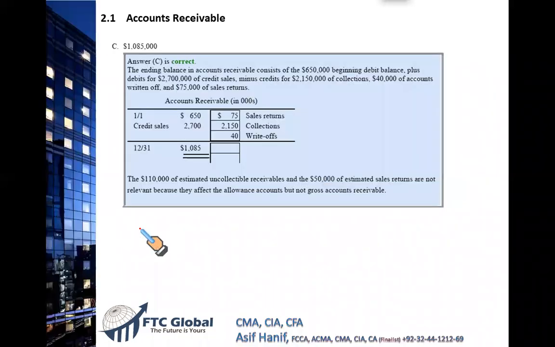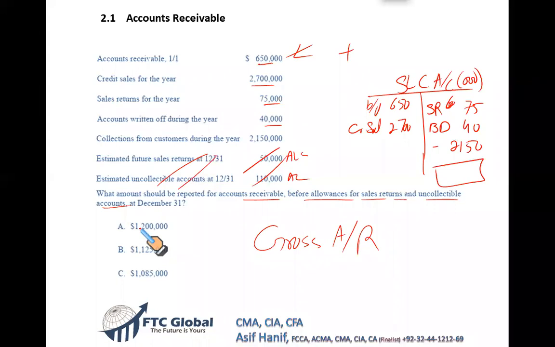It's A. Not A. Just a minute. Hamad, Shabash is back. Let me do this. How did you do 1.2 million? Let me calculate this for you. 650, plus 2,700, less 75, less 40, less 2,150. It gives you 1,085.